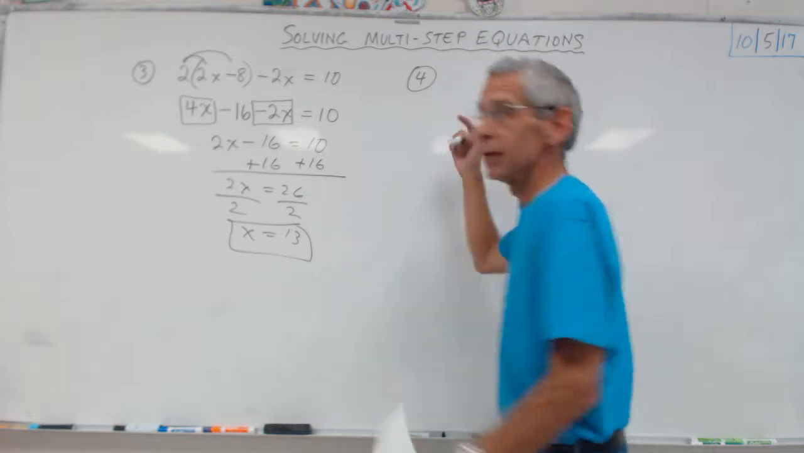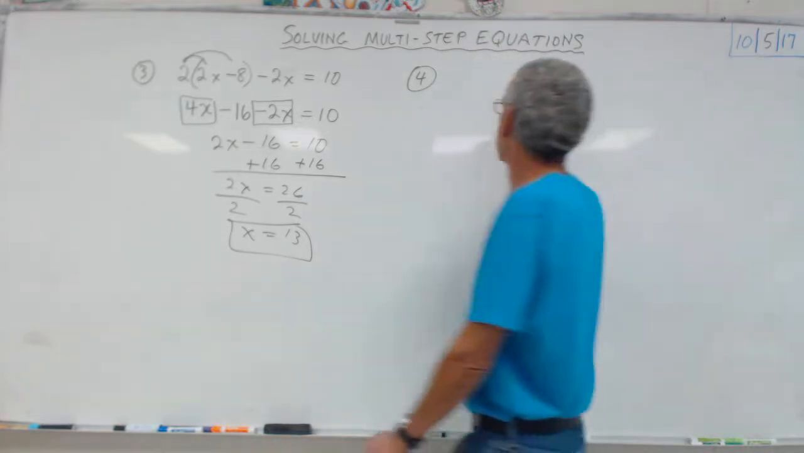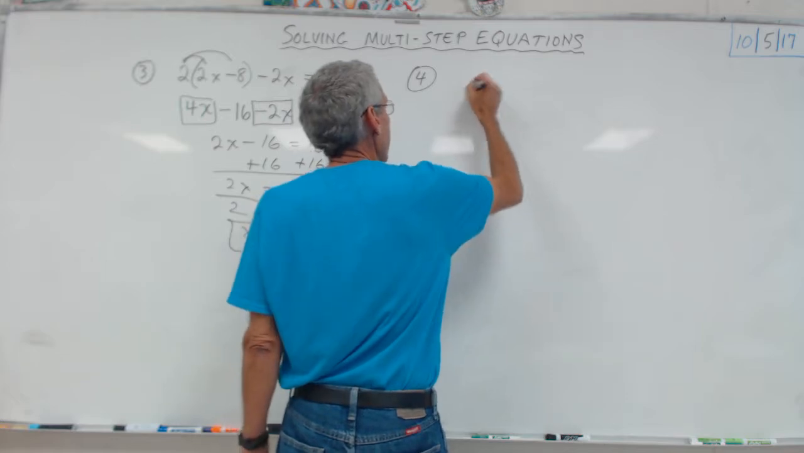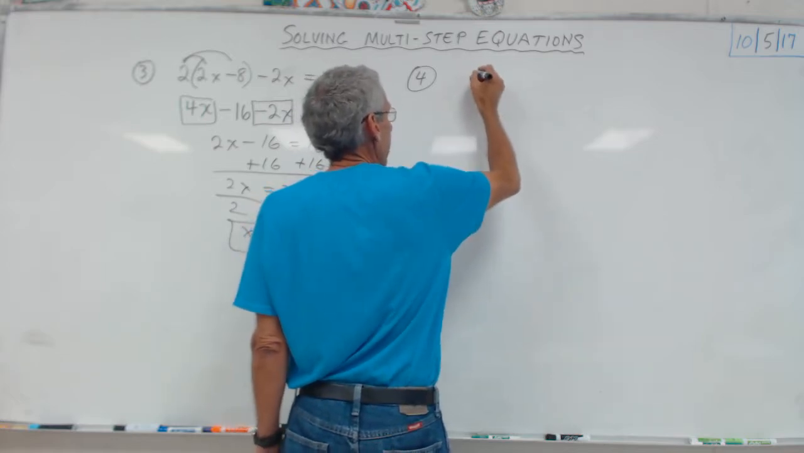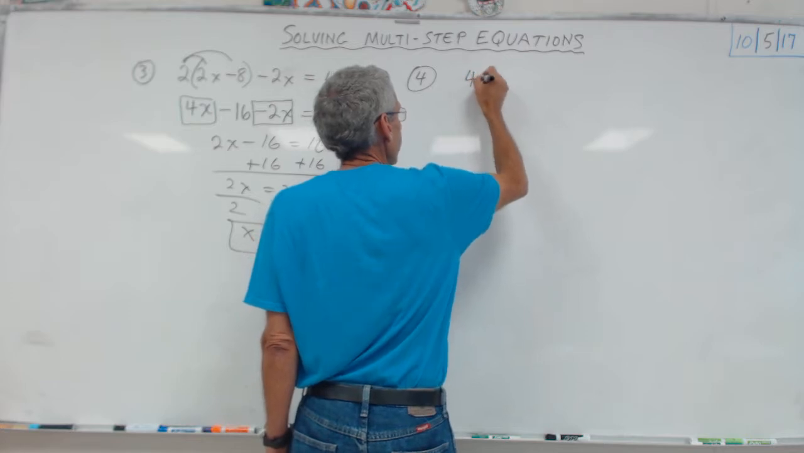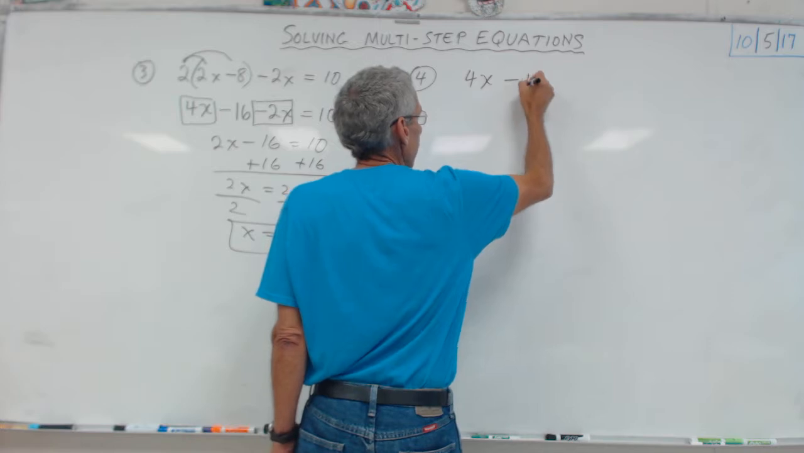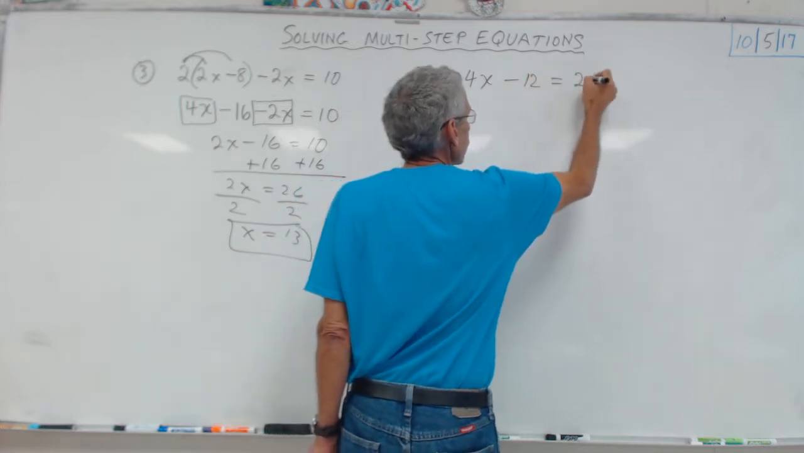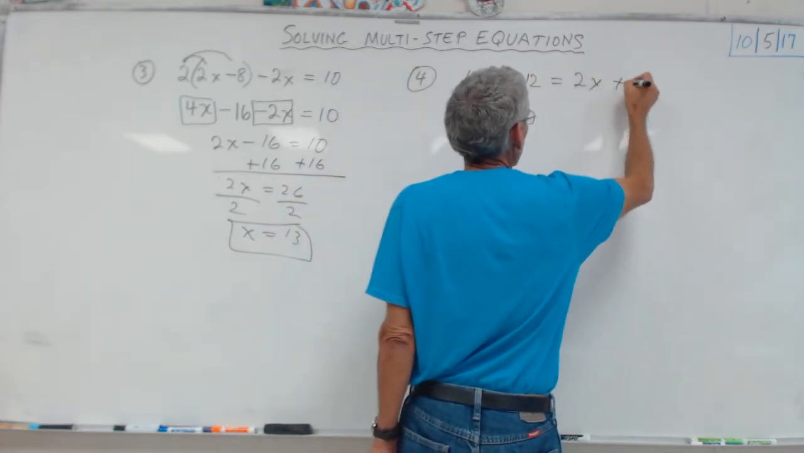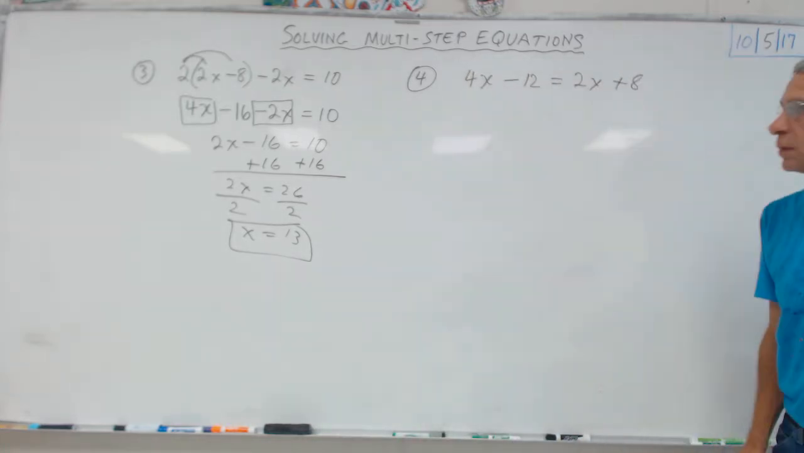All right, so now I'm going to make things slightly harder. Let's say we have 4x minus 12 is equal to 2x plus 8. Wow, that's a lot.